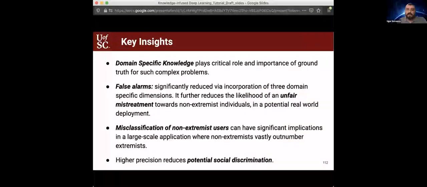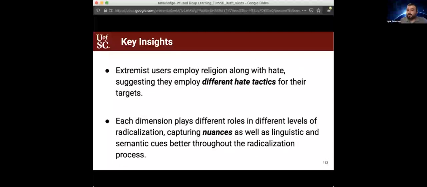At the end, this tells us that overall, domain-specific knowledge is quite important when we are modeling these kinds of conversations or problems that are going to have huge impacts on society. Also, we are significantly reducing false alarms. With the incorporation of the three domain-specific dimensions, it is reducing the likelihood of unfair mistreatment as well, as we are reducing the misclassification of non-extremist users too. Higher precision is a better choice for us to reduce potential social discrimination.